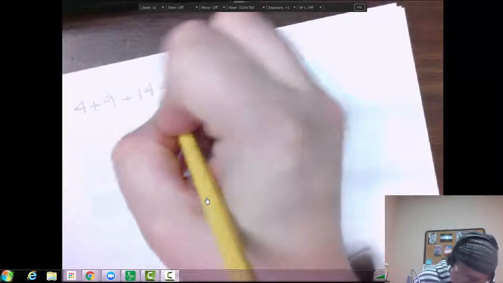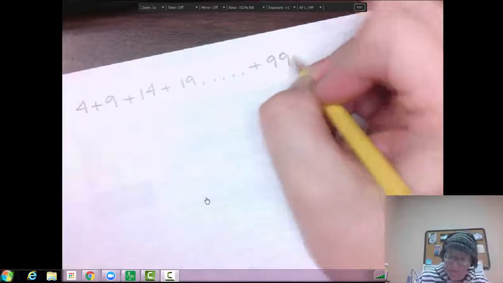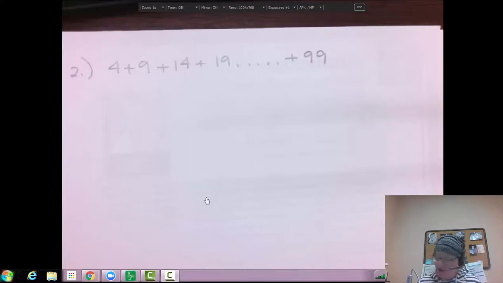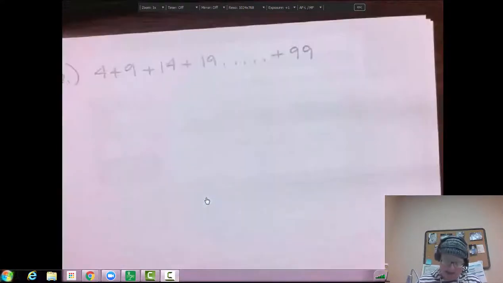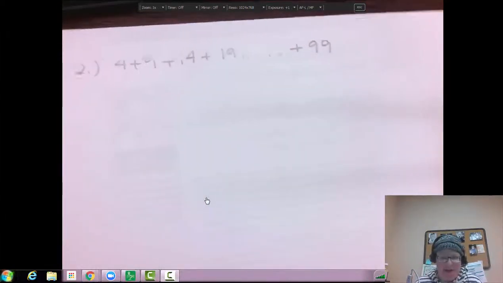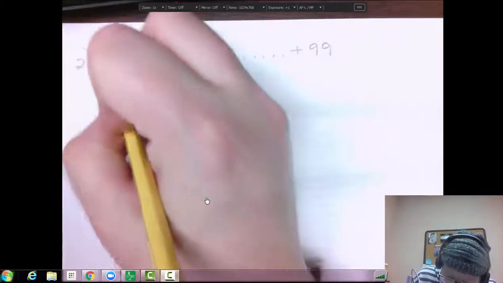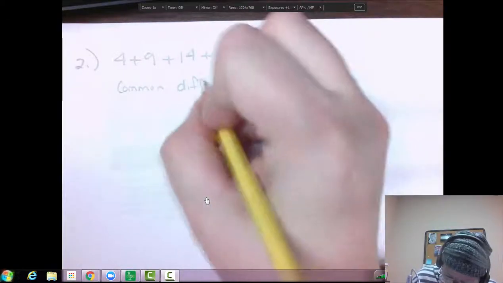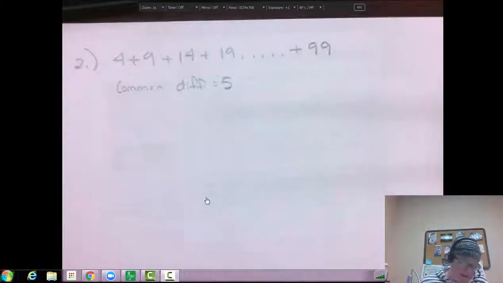All right, so what if I go 4 plus 9 plus 14 plus 19, and so on, all the way to 99? These are arithmetic, so they better be going up by the same common difference each time. So what are these going up by each time? 4 plus 5 gets me here, 9 plus 5, 5, 5. So it's going up by 5 each time. So my common difference is equal to 5.